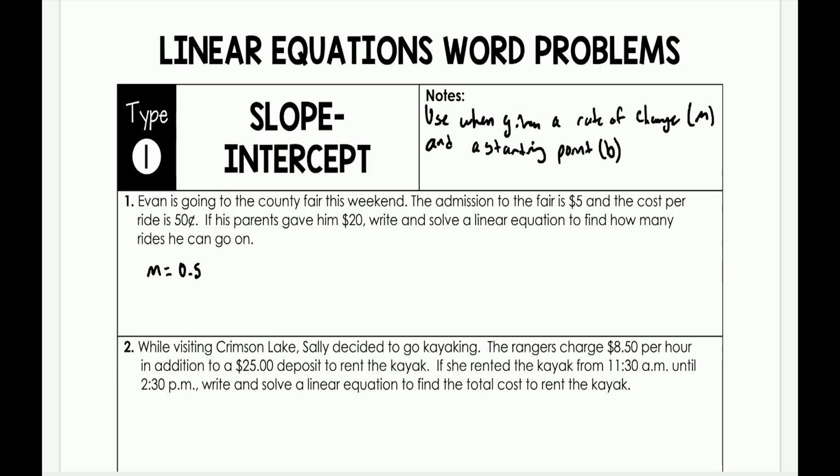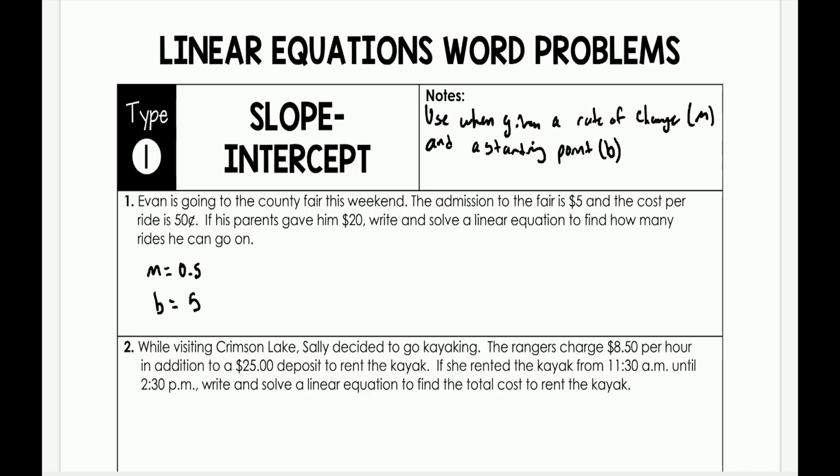The starting place. In order to get inside of the fair, you have to pay a price. So the starting price would be $5. So B would be $5. Now we think about this because you go into the fair, you pay your $5. Now you can walk around the fair, you can do whatever you want, except whenever you ride a ride. Whenever that happens, you have to pay 50 cents per ride. Well, Evan wants to ride as many things as he can.